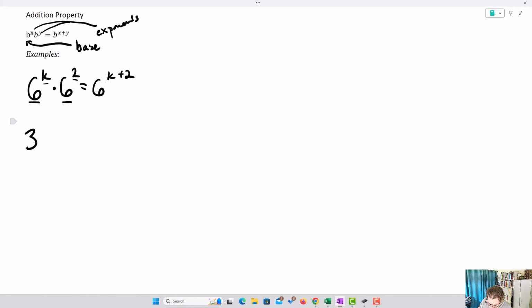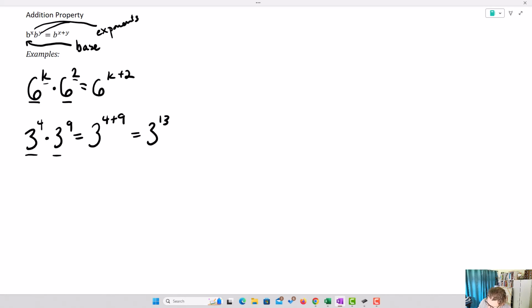Let's take, for example, 3 to the 4th times 3 to the 9th. I may think, I don't want to calculate 3 to the 4th, and I don't want to calculate 3 to the 9th. Instead, I notice that they have the same base, so I can make this 3 to the 4 plus 9, which is 3 to the 13th. And there we are. Perfect.